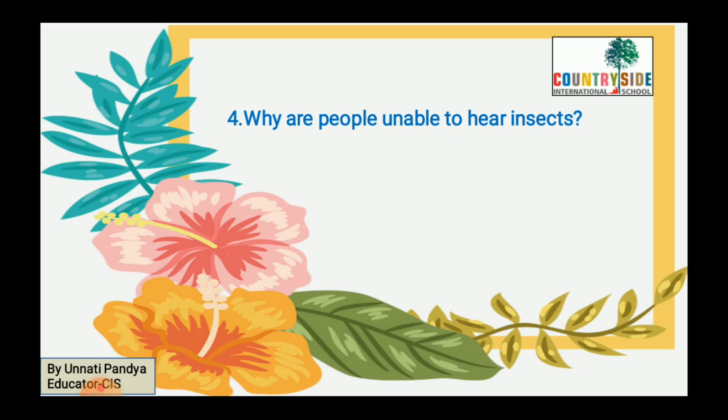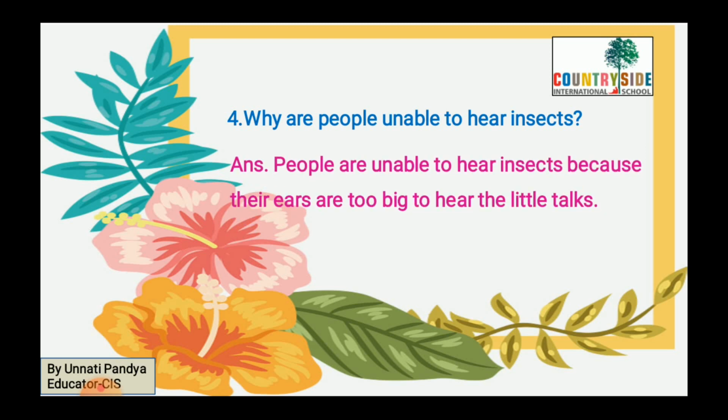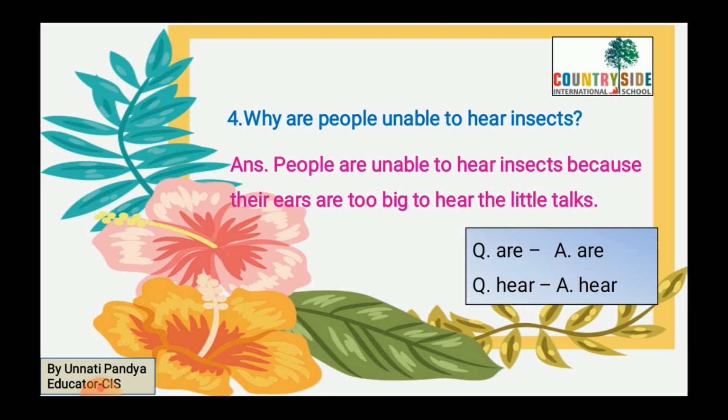Question 4. Why are people unable to hear insects? People are unable to hear insects because their ears are too big to hear the little talks. Let us look at the verbs used in the question. The verbs are are and hear, and we have kept them in the same form.